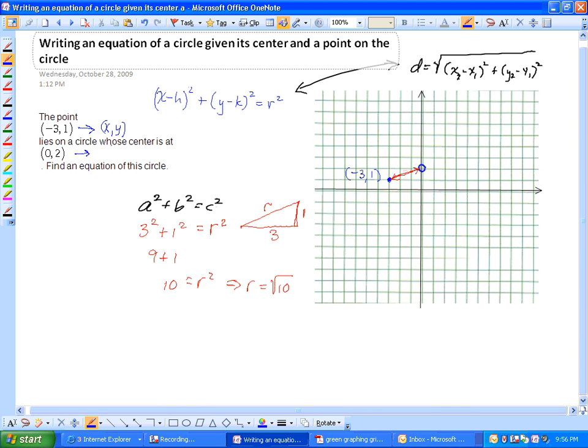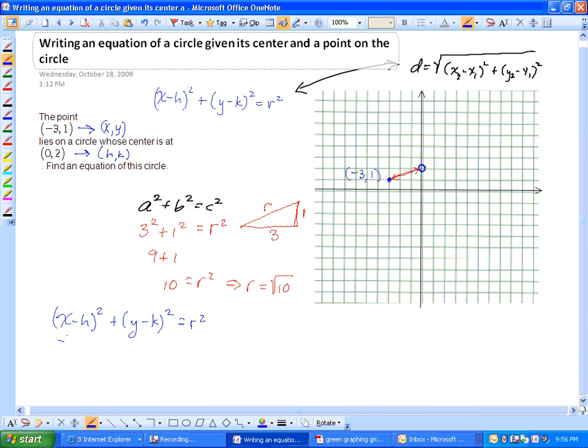This point right here is the center of the equation I'm trying to find, so it is h comma k in that equation. So I can plug in for x, I can plug in for y, I can plug in for h and k, and that'll leave me with just r squared. So another option you have is take that equation, the standard form of a circle, and plug in your inputs.